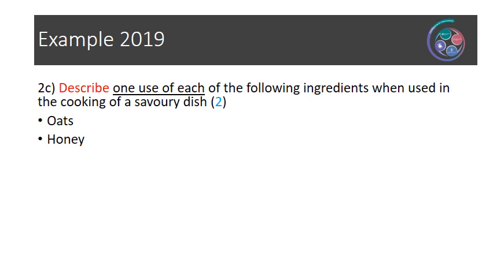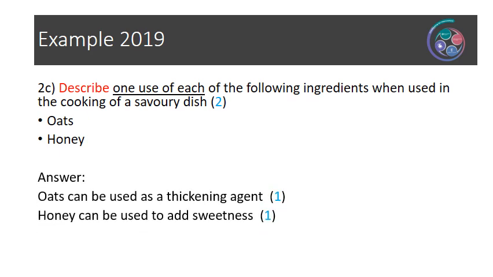I've highlighted the word describe and also underlined 1 use of each. So we have oats and we have honey. This question is worth 2 marks. So you need to describe a use of oats and describe a use for honey to access the 2 marks.